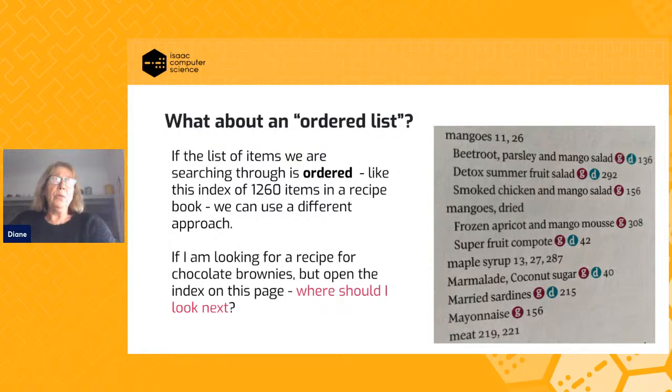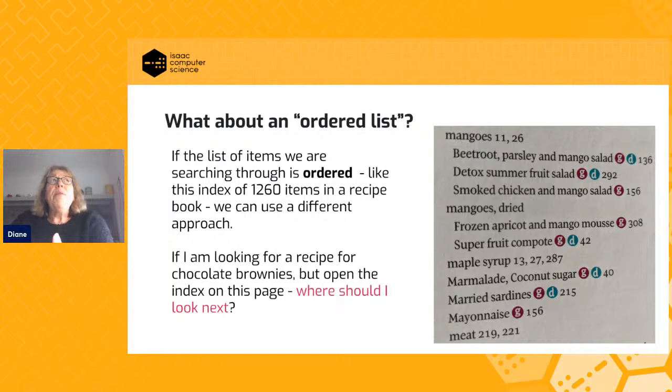So when we talk about an ordered list, we're talking about the items in a list being in a particular order. And that could be alphabetical order, like you can see the little excerpt from a recipe book on the slide, or there might be a numerical order. They could be from high to low or low to high, but they are ordered in some way. So the example you can see on the slide is from a recipe book. This index has got well over 1,000 different entries.